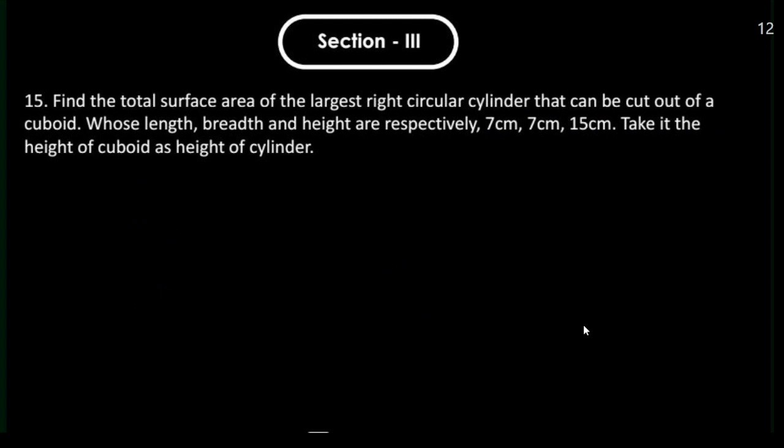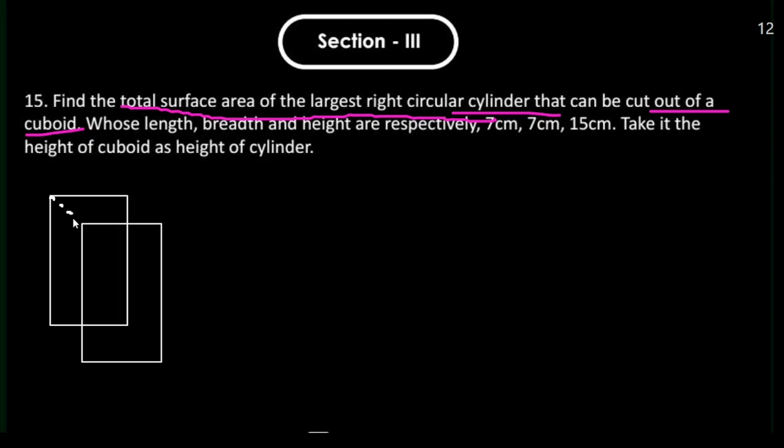Now, find the total surface area of the largest right circular cylinder that can be cut out of a cuboid. So guys, here carefully read this sentence again. Find the total surface area of the largest right circular cylinder, right? That can be cut out of a cuboid. So initially we have a cuboid, right? Guys, this is the cuboid we have. So in this cuboid we have cut into the shape of a right circular cylinder.